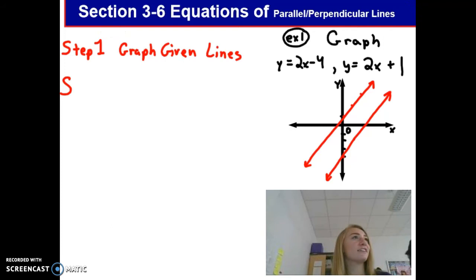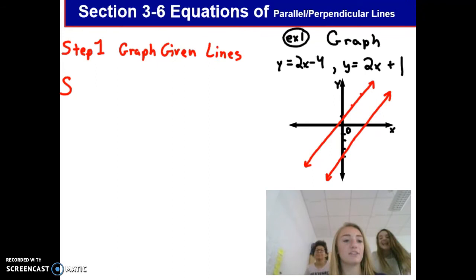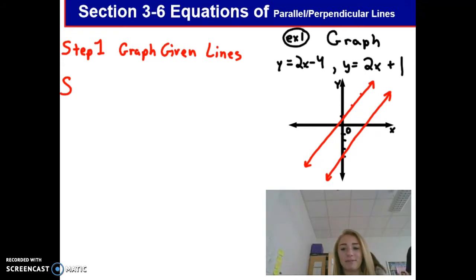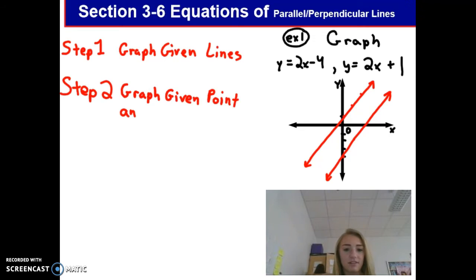This is how you do equations to find parallel and perpendicular lines, and find distance. That's not in the title. So step one is you graph the given lines, which is 2x minus 4 and 2x plus 1. And then step two, you graph the given points.